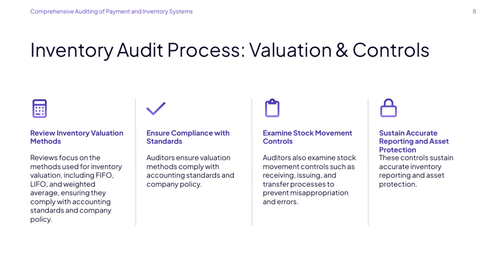Another crucial aspect is examining the controls around stock movements. We look closely at processes for receiving, issuing, and transferring inventory to make sure there are safeguards against errors, theft, or misappropriation. All these controls work together to maintain accurate inventory records and protect company assets, which is vital for trustworthy financial reporting and operational efficiency.